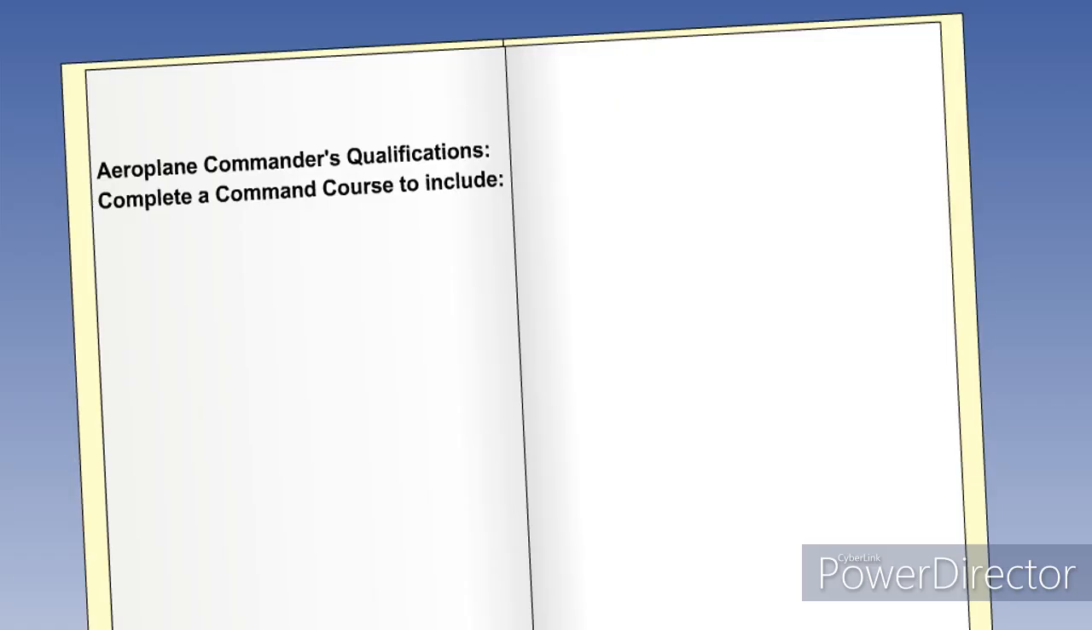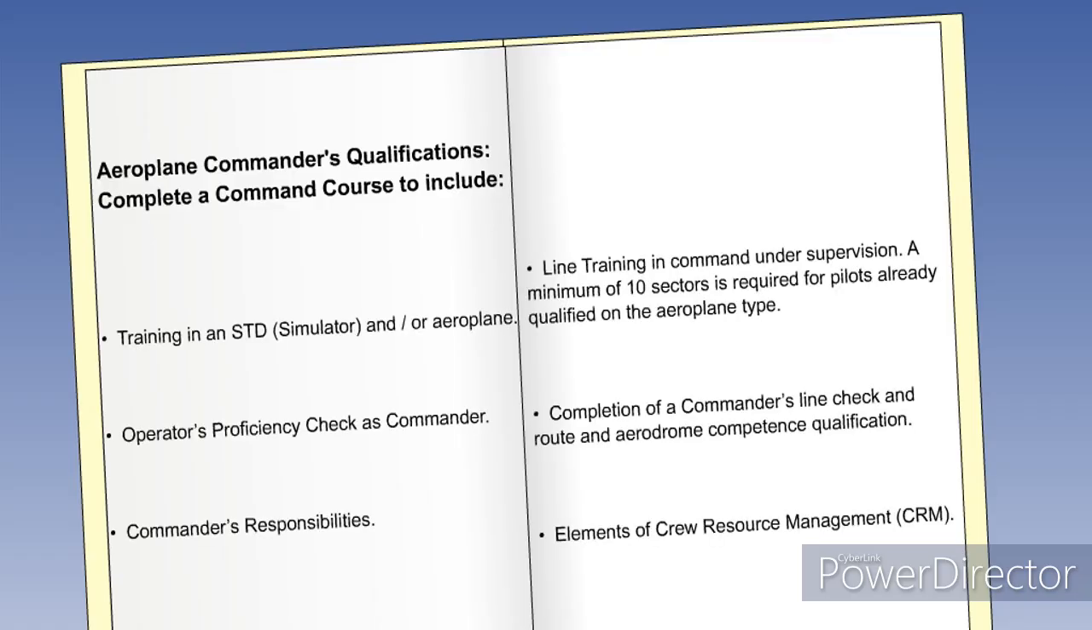For multi-pilot operations, the pilot must complete an appropriate command course approved by the authority, as defined in the Operations Manual. A command course must include training in a flight simulator or simulated training device, STD, and/or an aeroplane, an operator's proficiency check, commander's responsibilities, line training in command under supervision, a line check, and parts of crew resource management, CRM. These requirements will be explained in detail later.